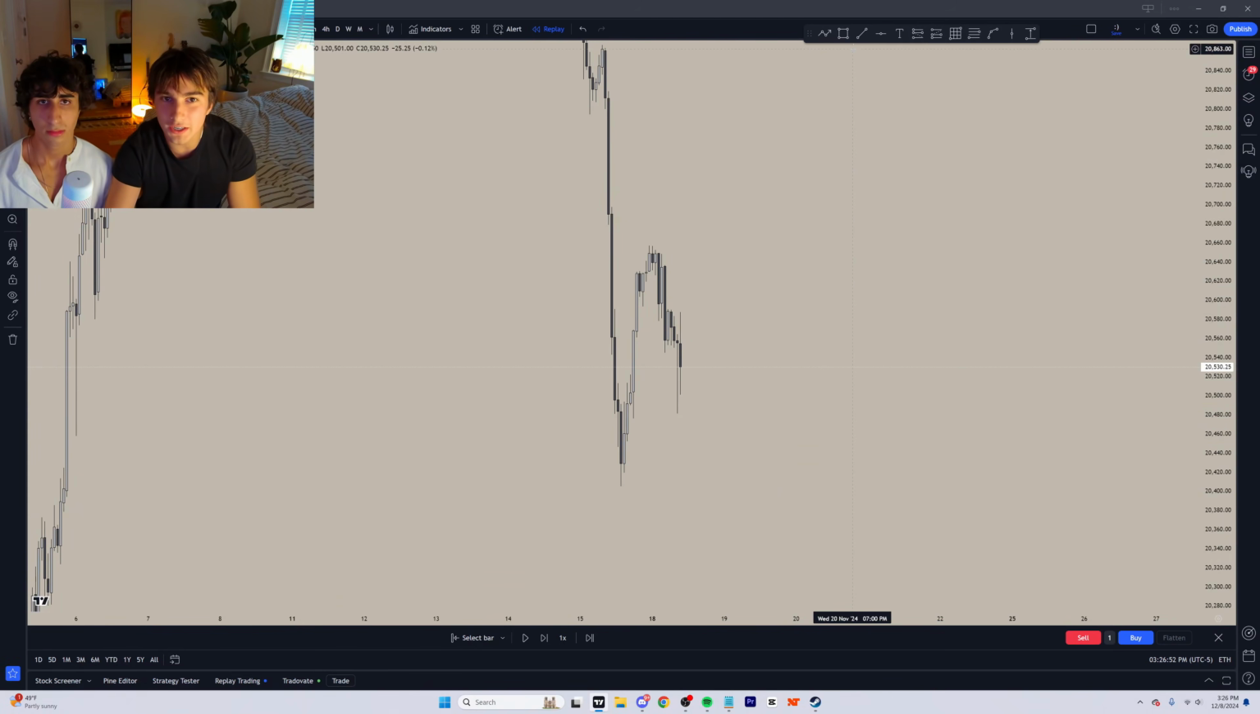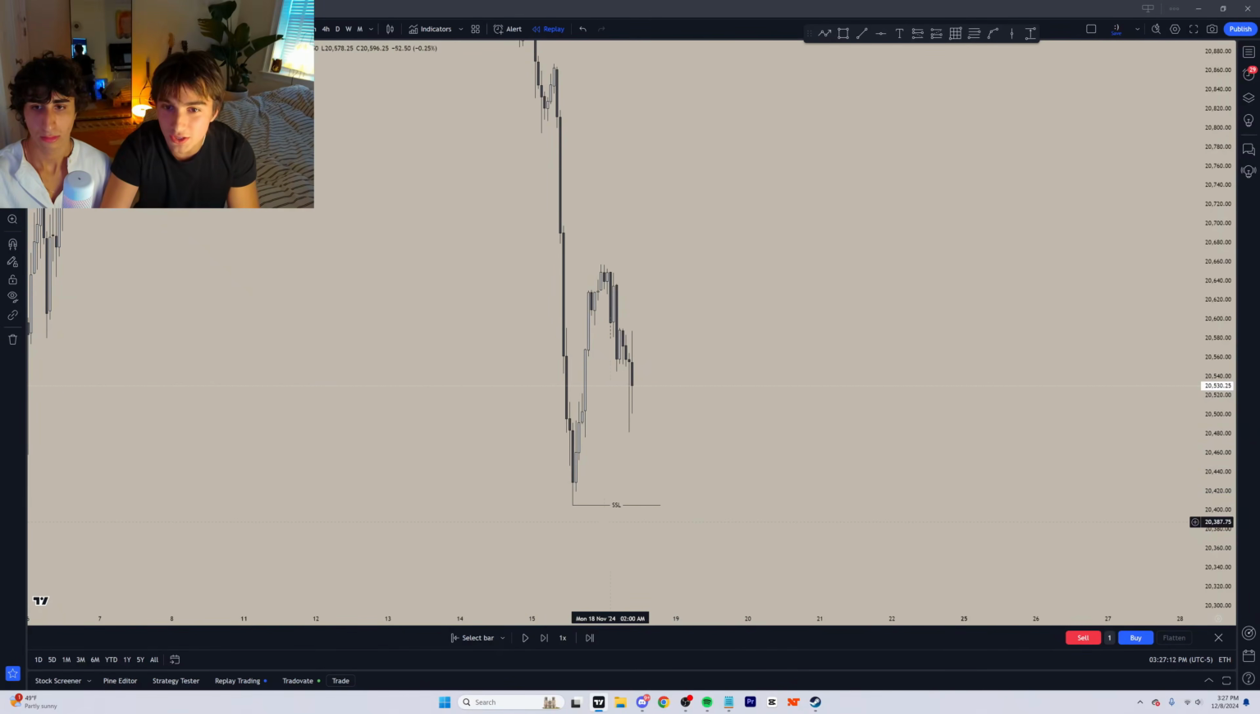Okay, guys, so start getting in the habit of marking out those obvious swing highs and swing lows, which are going to serve as sell side liquidity and buy side liquidity. If you're looking at the charts, you can clearly see that here we have sell side liquidity, and then at this swing high, we have buy side liquidity.